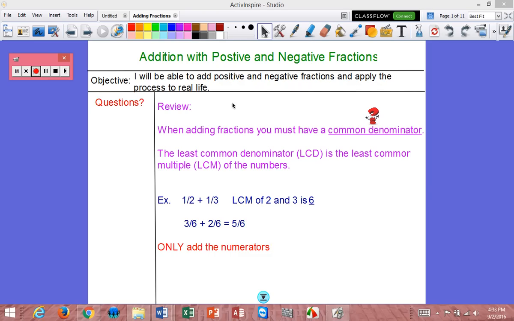Alright, so let's review. Whenever we add fractions, we have to have a common denominator. If there is not a common denominator, we must find the least common multiple between those two denominators. Once we have our common denominator, we want to make sure we change the numerators, and then we can perform the operation. Again, keep in mind we are only adding the numerators.